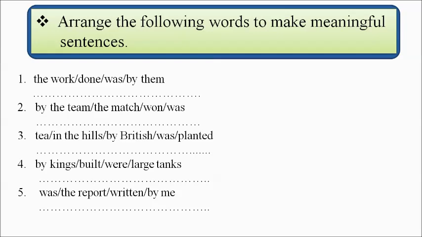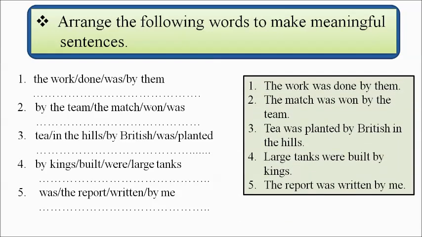Check your answers, children. Number 1. The work was done by them. Number 2. The match was won by the team. Number 3. Tea was planted by British in the hills. Number 4. Large tanks were built by kings. Number 5. The report was written by me.